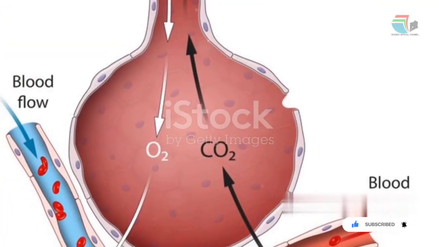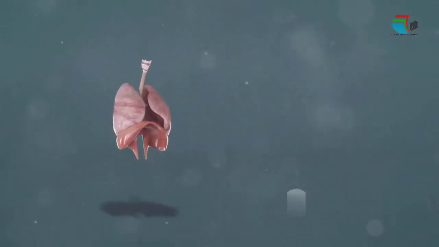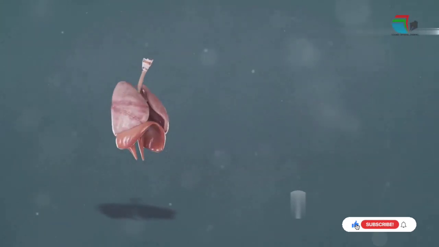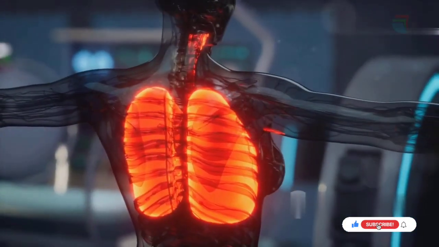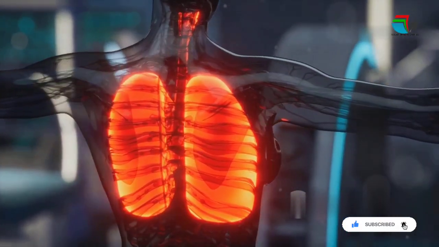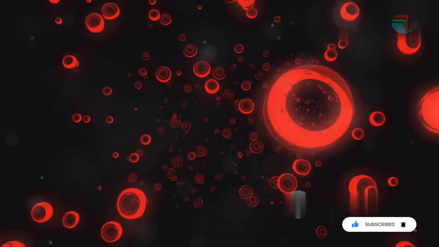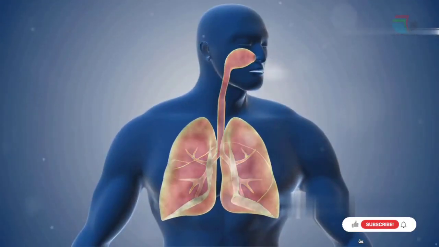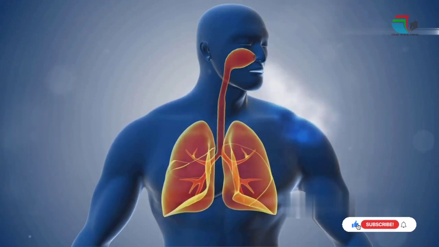Breathing, gaseous exchange, and cellular respiration. Breathing is the process of taking air in and out of the lungs, which are the respiratory surfaces. Gaseous exchange involves the intake of oxygen and the removal of carbon dioxide at the lung surface. Oxygen moves into the blood, and carbon dioxide moves out of the blood. Cellular respiration is the process that releases energy from organic food.